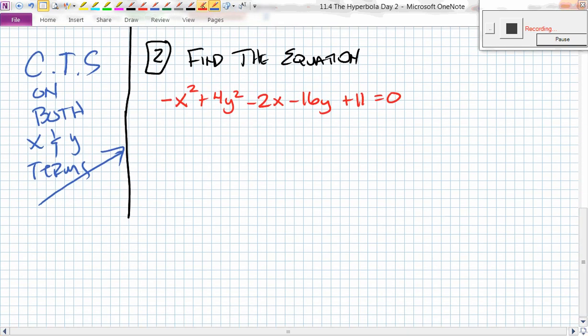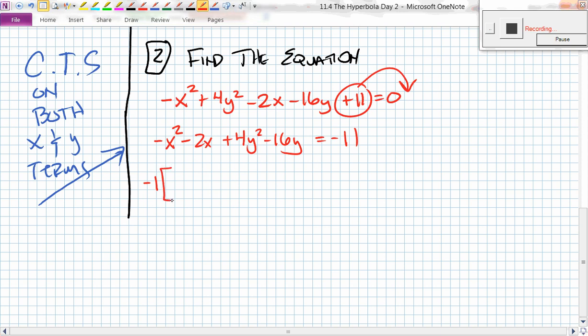So what I like to do is I like to gather all of my x terms. So negative x squared minus 2x, and then plus 4y squared minus 16y equals negative 11. So I moved my constant term to the other side of the equation. So gather your x terms, gather your y terms, and get ready and set up to complete the square. So I'm going to have a negative 1 on the outside of my binomial to create my perfect square trinomial, because I want the value of a to be a positive 1.